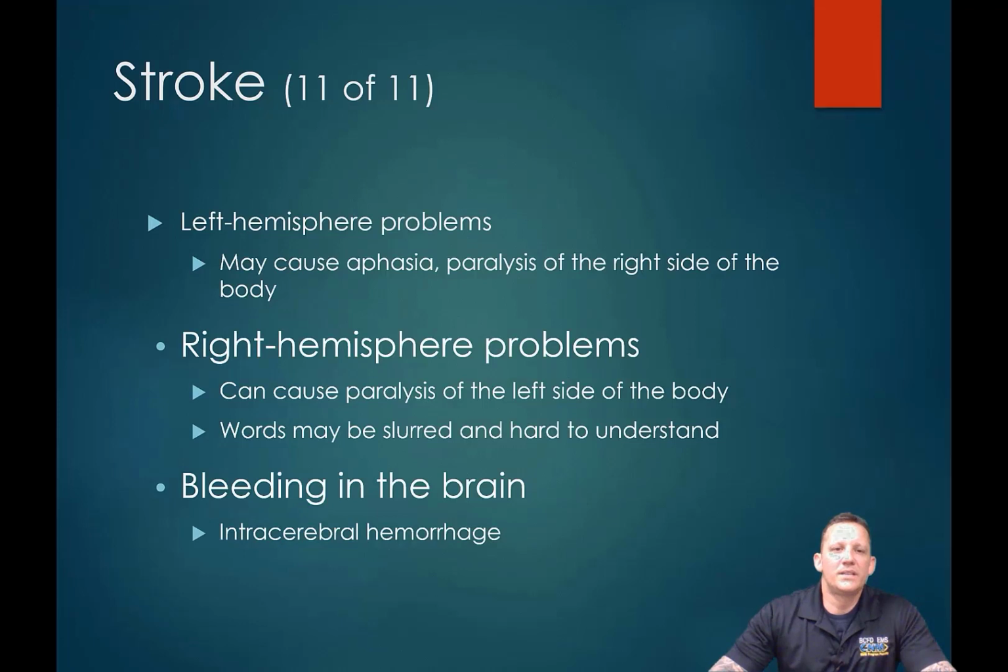These are some of the ways to help determine left or right hemisphere problems, right? The left hemisphere may cause aphasia and paralysis of the right side of the body. The right hemisphere can cause paralysis of the left side of the body. Words can be slurred or hard to understand. And then bleeding in the brain: again, you're not going to be able to tell that in the field clinically.